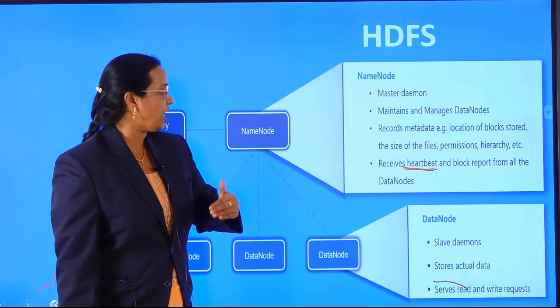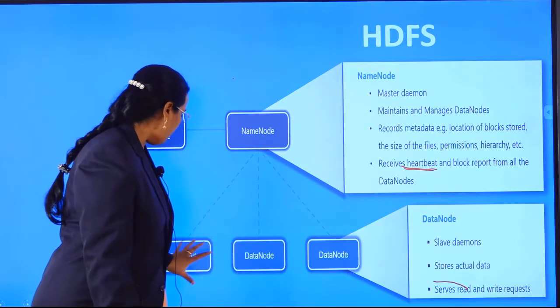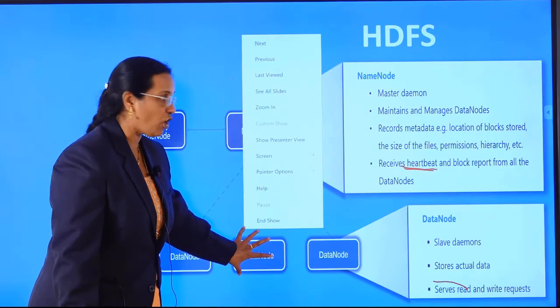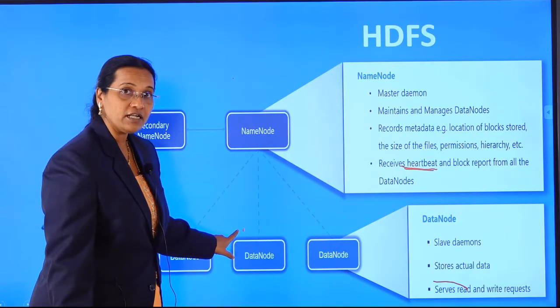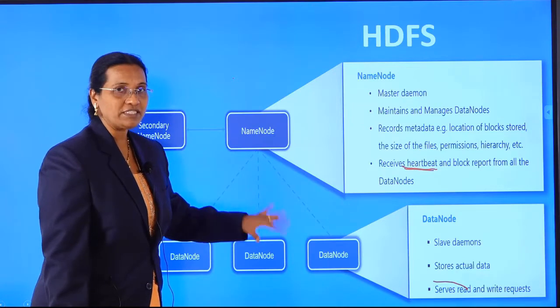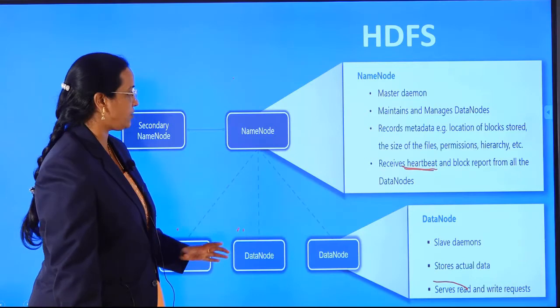So it receives the heartbeat and block report from all the data nodes. That means whether this node is working or not. If from this node the heartbeat is not reaching, that means this node is not working. That means we need to replace this node, and whatever job this node was doing has to be given to another node. That means something wrong or some hardware failure has happened.